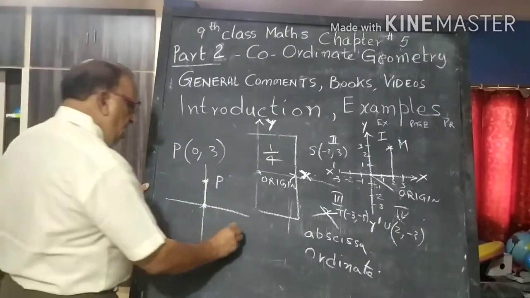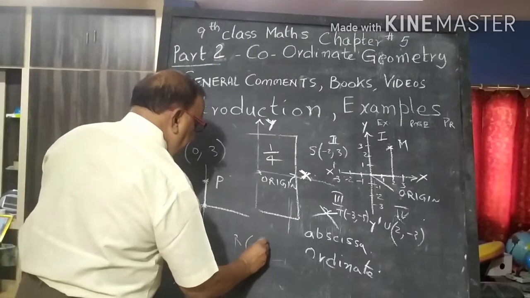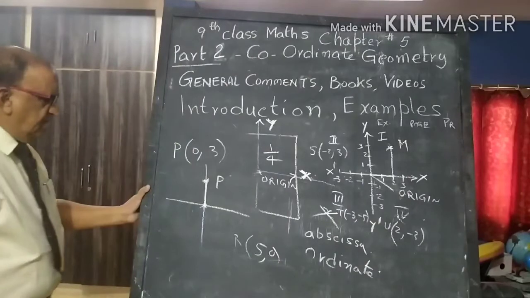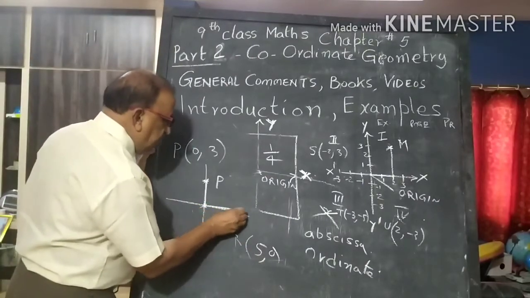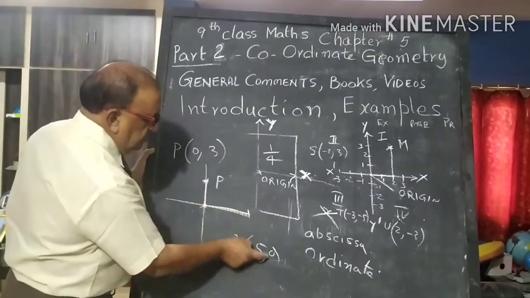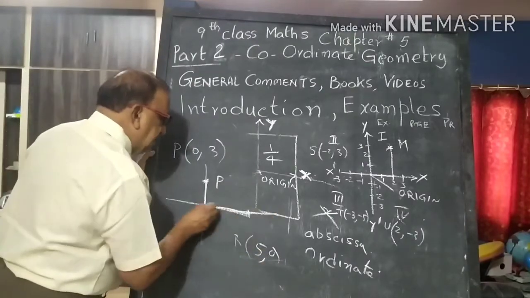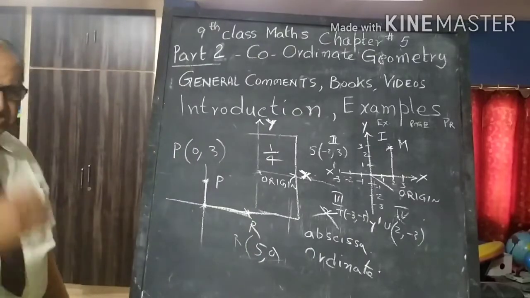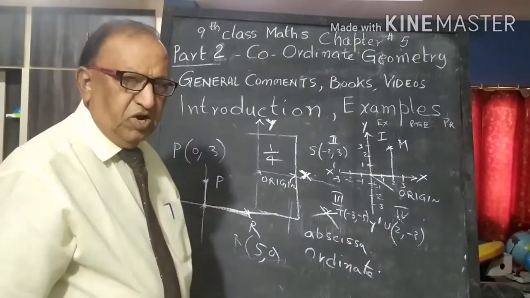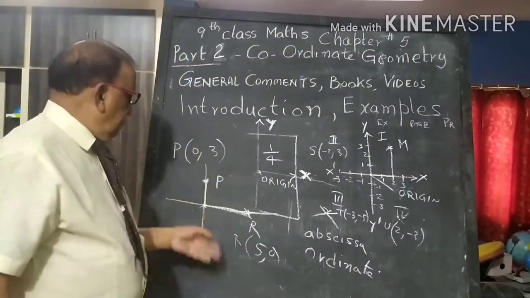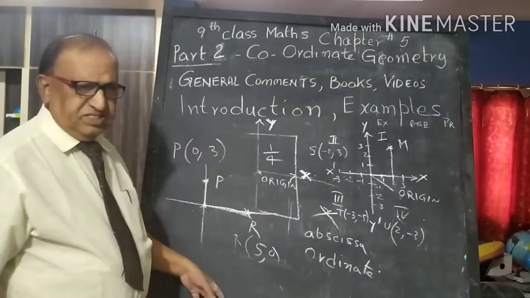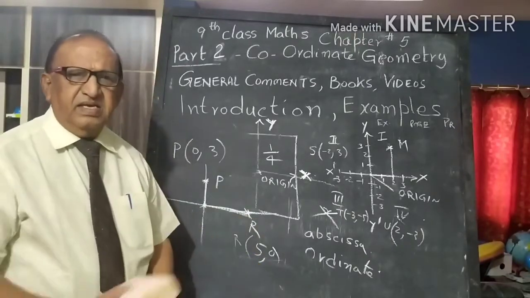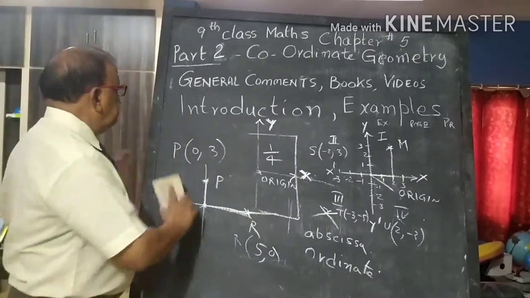Similarly, suppose I have R(5, 0). That means x coordinate is 5. So you go 5 units here, and for the y is 0. That means it lies on the x axis, which is R. So if the x coordinate is 0, the point lies on the y axis. If y coordinate is 0, or ordinate is 0, the point lies on the x axis.